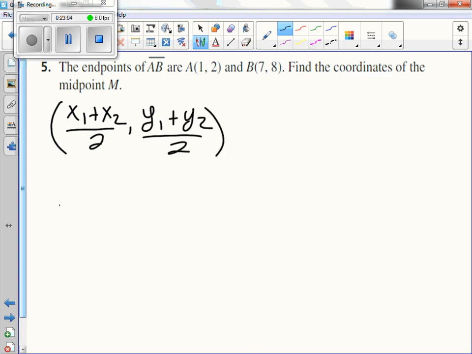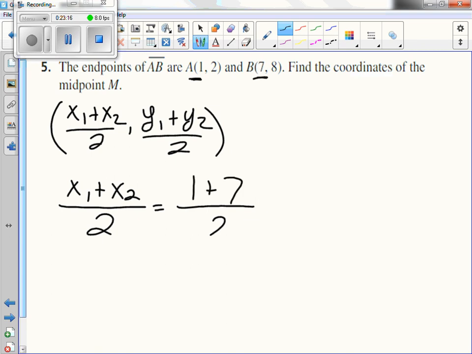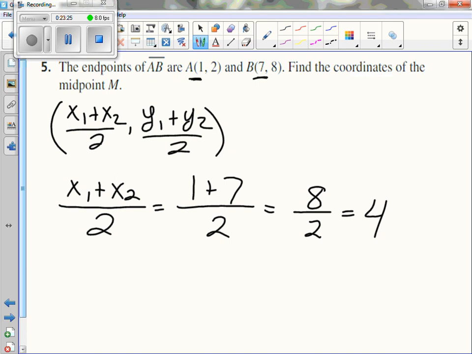And really, again, what we're doing is adding our 2 x values together, the x values of the midpoint, and dividing by 2. So here, the 2 x values are 1 and 7. So I'm going to go 1 plus 7 over 2. Well, 1 plus 7 is 8, and 8 divided by 2 gives me 4. So the x value of the midpoint is 4. And that's all we have to do to find the midpoint.